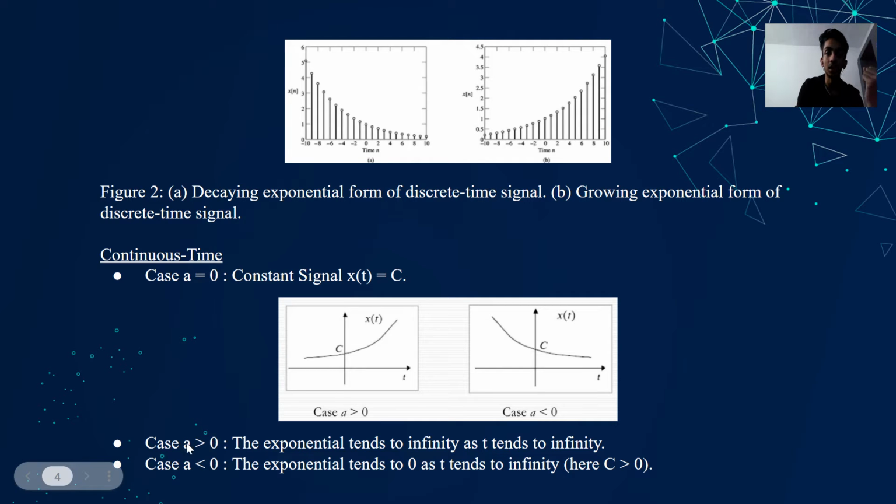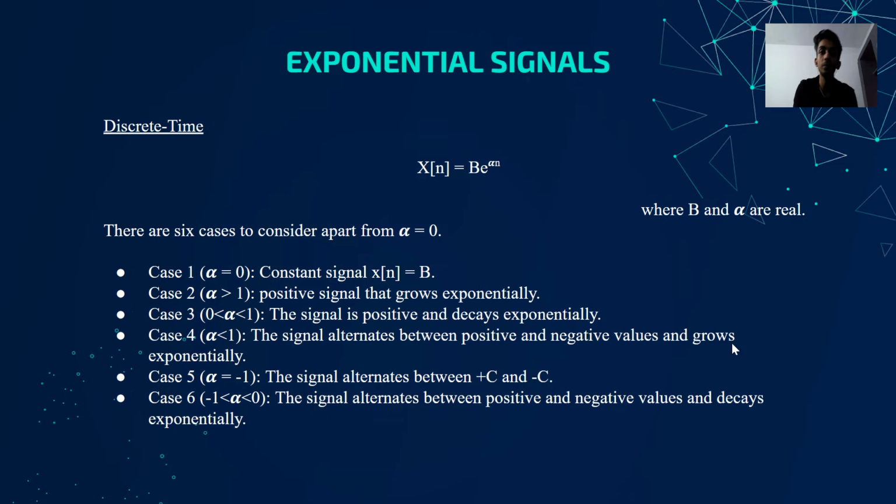Now if another case arises when a is greater than 0, when a is positive, we'll have a growing curve. So the exponential tends to infinity as t tends to infinity. Now another case when a is less than 0. So the exponential tends to 0 as t tends to infinity. Now here this value c is a constant, and it's greater than 0.